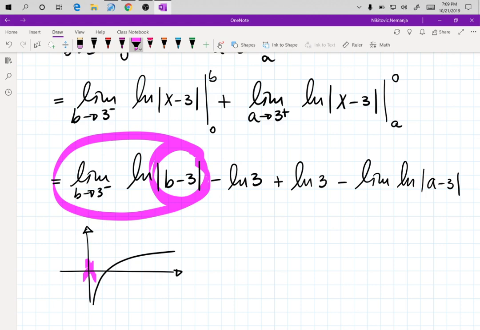I'm going to steal a couple of examples from the textbook, and actually, I don't need a textbook. Let's just have fun. Integral of x divided by the square root of x squared minus 4 dx from 0 to 2.